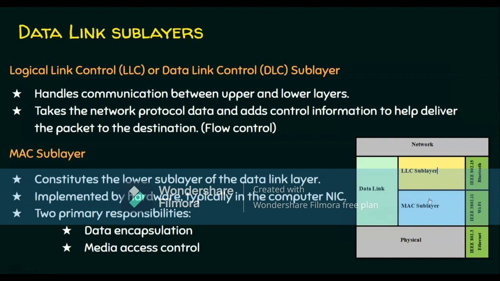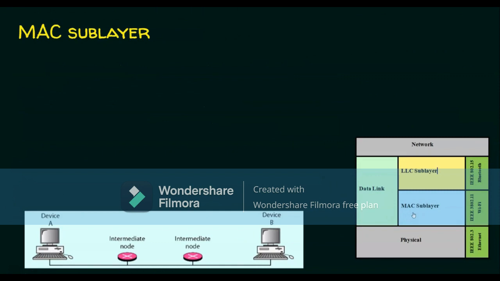And there are two primary responsibilities of this MAC sublayer. Please note, the data link layer has two sublayers: the logical link control sublayer and the MAC sublayer. And this MAC sublayer has two important responsibilities, and they are data encapsulation and media access control. So this is the layer that deals with data encapsulation and media access control. We will see what data encapsulation is now.